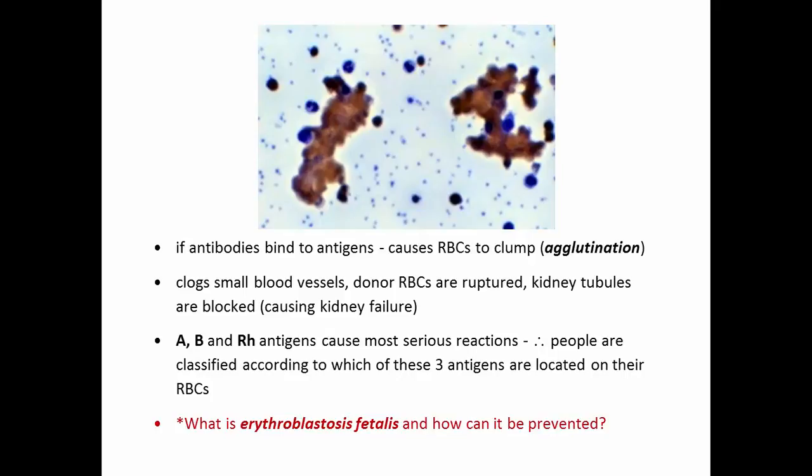So the A, B, and Rh antigens, out of all the 30 different possible antigens that are on the outside of red blood cells, cause the most serious reactions. And that's why we type blood based on these 3 out of the potential 30: A, B, and Rh. Those are the ones we use to type a person's blood. So this is very important, that a donor's blood cannot contain any red blood cells that will be attacked by the recipient's antibodies.